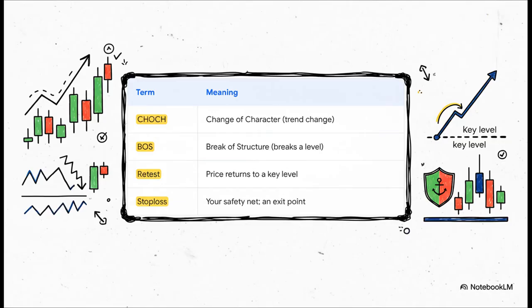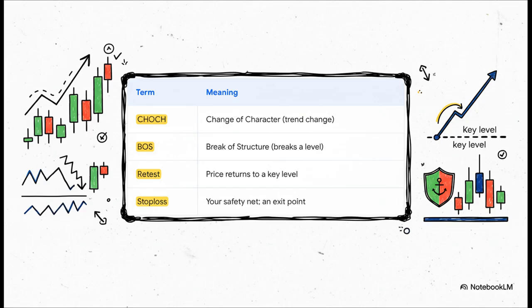First up is CHOCH, or change of character. This is our first clue that a trend might be running out of gas. Then you have BOS, or break of structure. This is the confirmation. Price has officially broken a key level, telling us the old trend is probably over. Next is the retest. This is so important. We wait for the price to come back to that level it just broke. That's our window of opportunity.